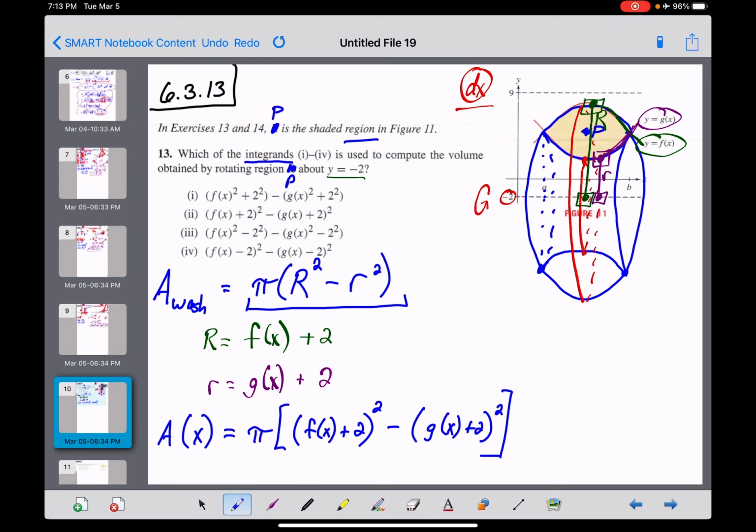Now they should have put the pi there as well, but they were taking advantage of the idea that for volume, they would pull the pi out in front, then start the integral, and it would be everything that's left over. I kind of disagree with what they said here, but I can tell what they mean. So it looks like f of x plus 2 quantity squared minus g of x plus 2 quantity squared. Looks like our answer here for 13 is going to be choice number 2 on section 6.3, problem number 13.